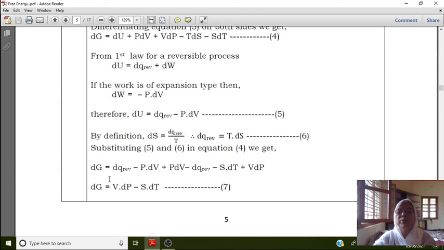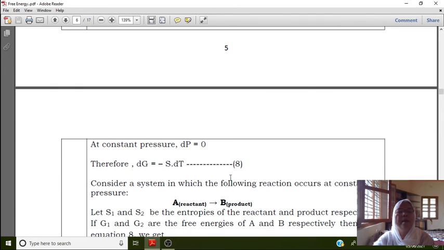Then substituting equations number 5 and 6 in equation number 4, we get dG equal to T dS minus P dV plus P dV plus V dP minus T dS minus S dT. That is, dG is equal to V dP minus S dT. Then at constant pressure, we have dP, the change in pressure, equal to 0. Therefore, dG is equal to minus S dT.